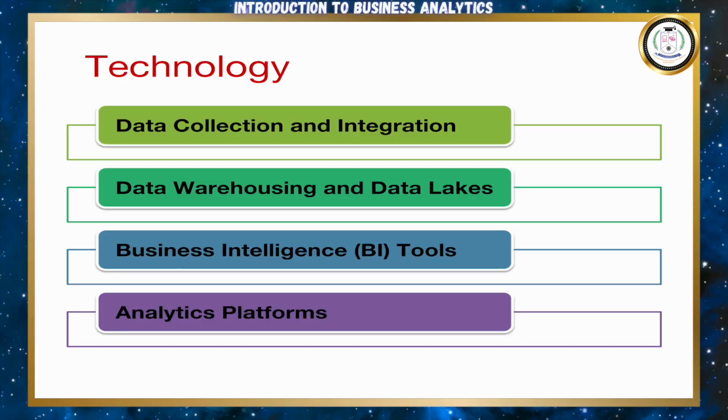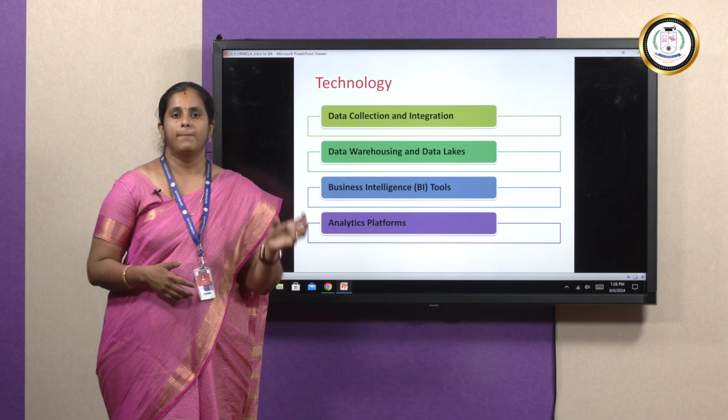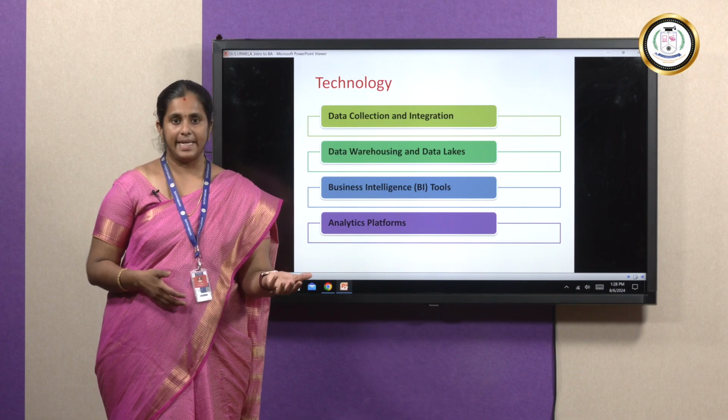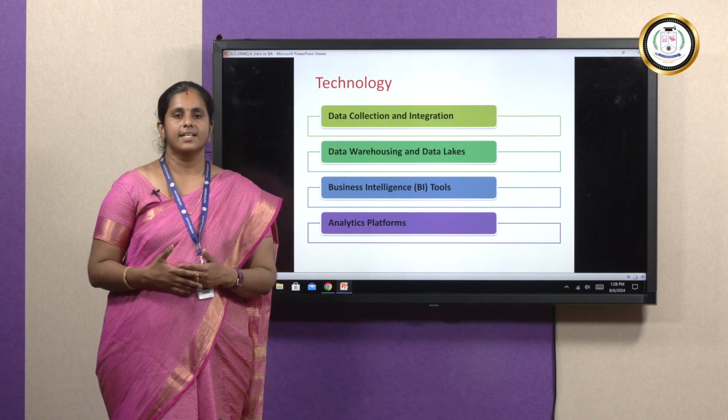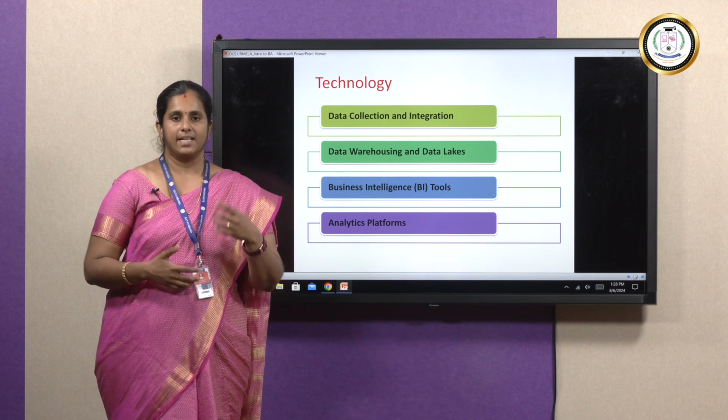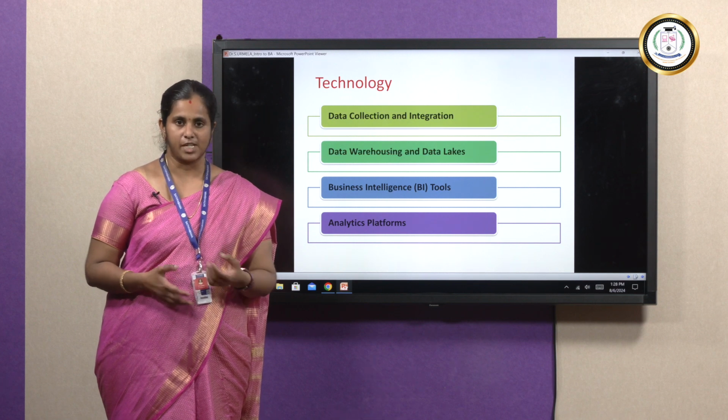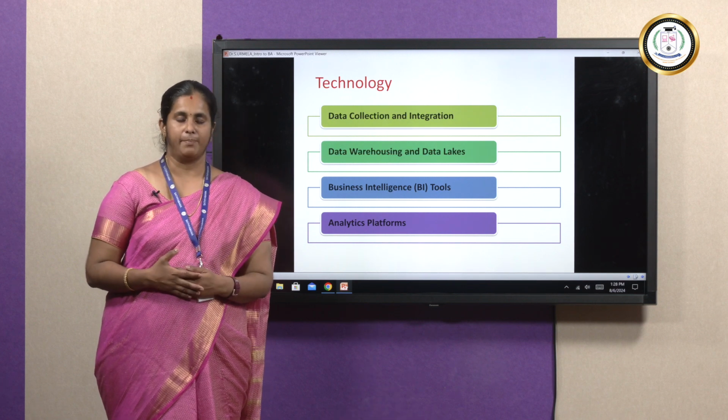The third one is using BI tools. If you see, business intelligence is a part of BA. But BA includes BI. Apart from BI, there are several other things like machine learning, applying statistical methods or inferential methods, as well as prediction methods.